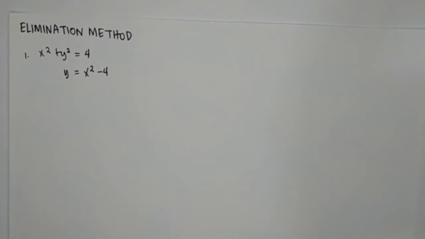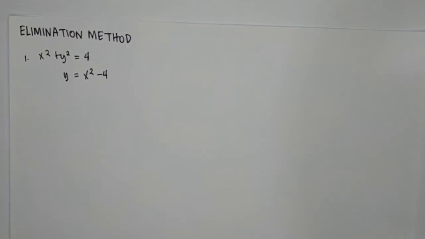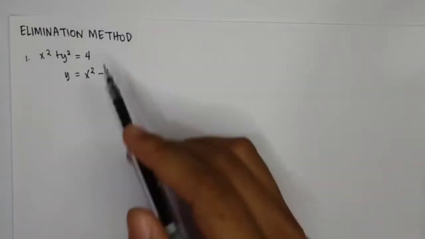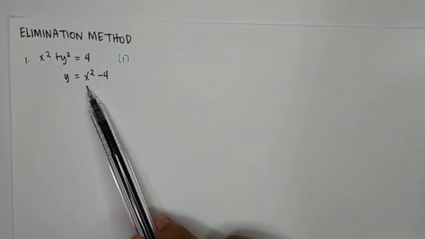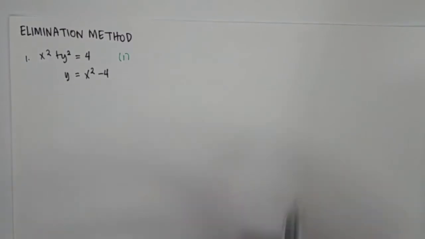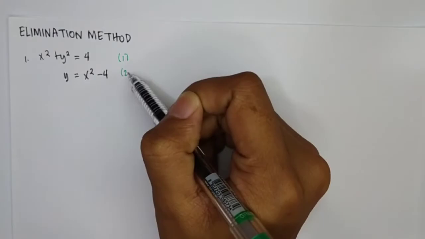So, let's go back to our example. We have here x squared plus y squared is equal to 4. That is our first equation. Then, we have our second equation, y is equal to x squared minus 4. So, this will be our second equation.